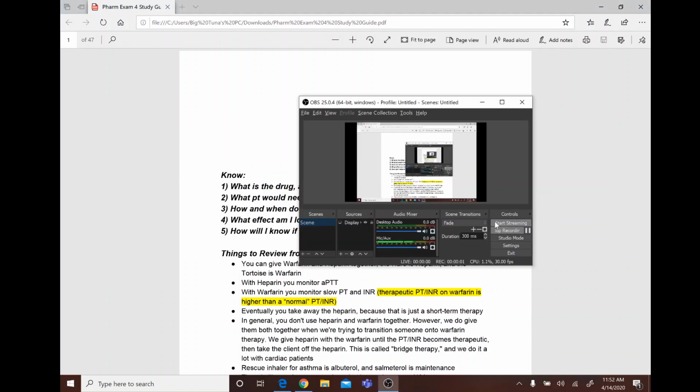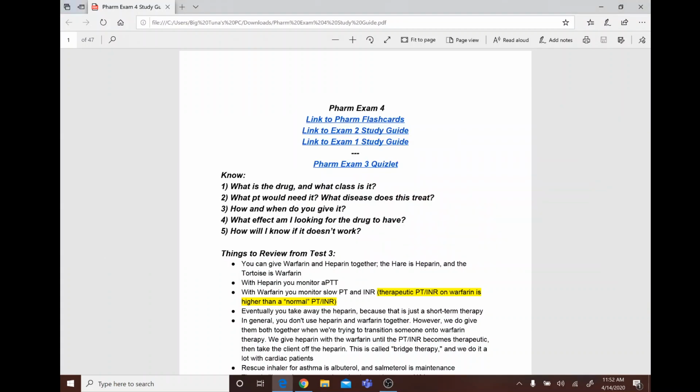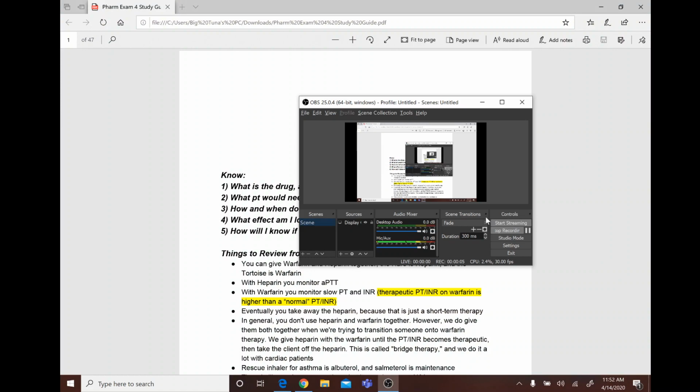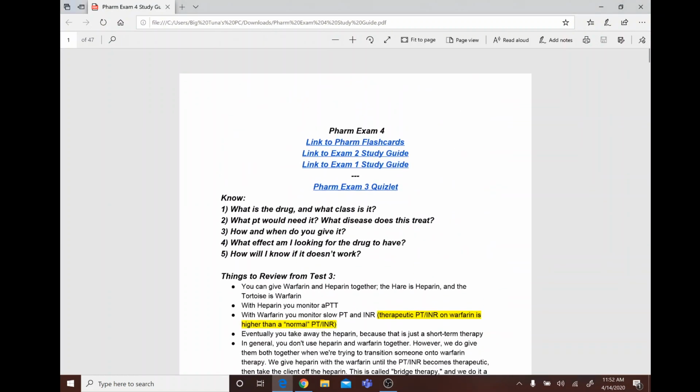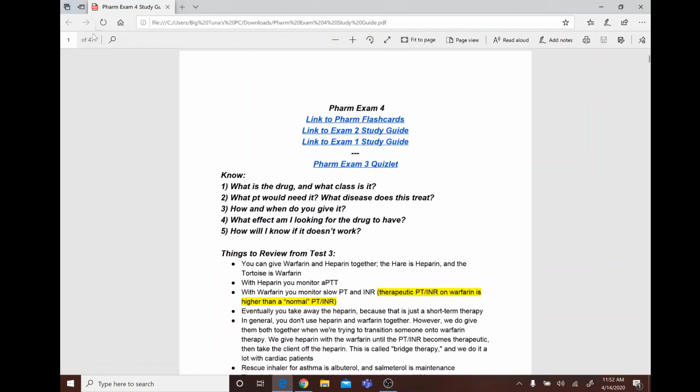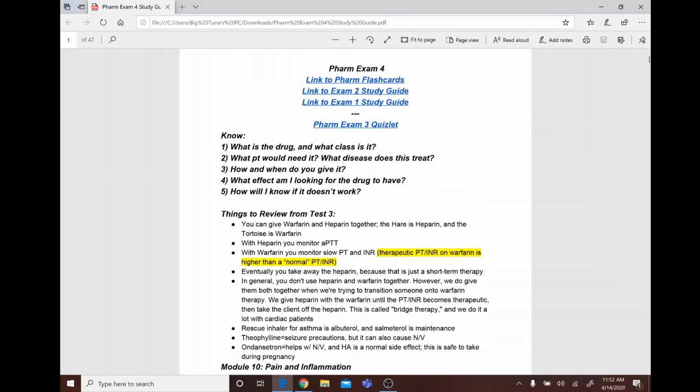Alright, today we're going to go over Pharm exam 4 notes. I'm going to go through 4 to 6 pages. You ready? 4 to 7. Holy cow. Let's do this. Alright.